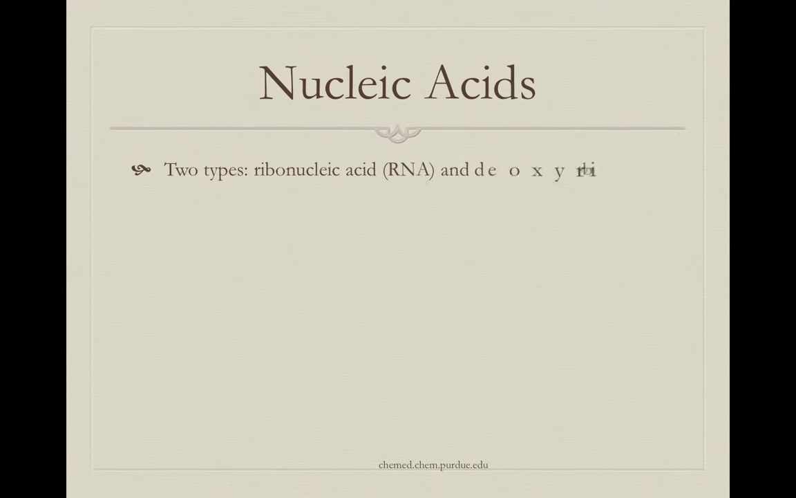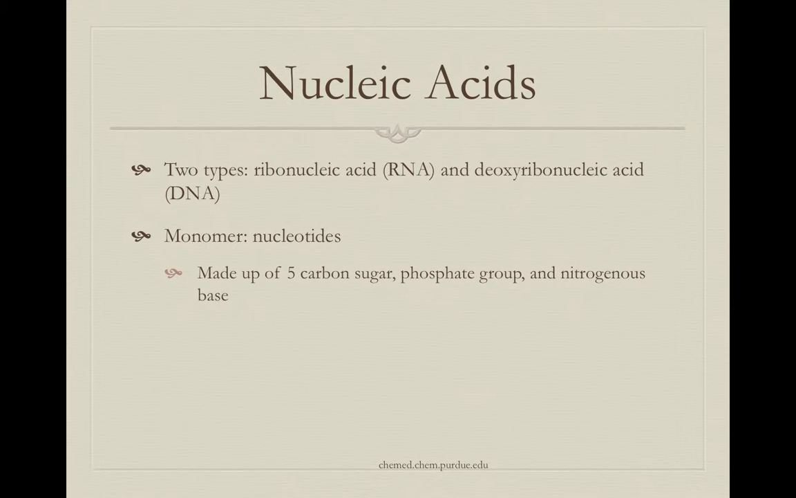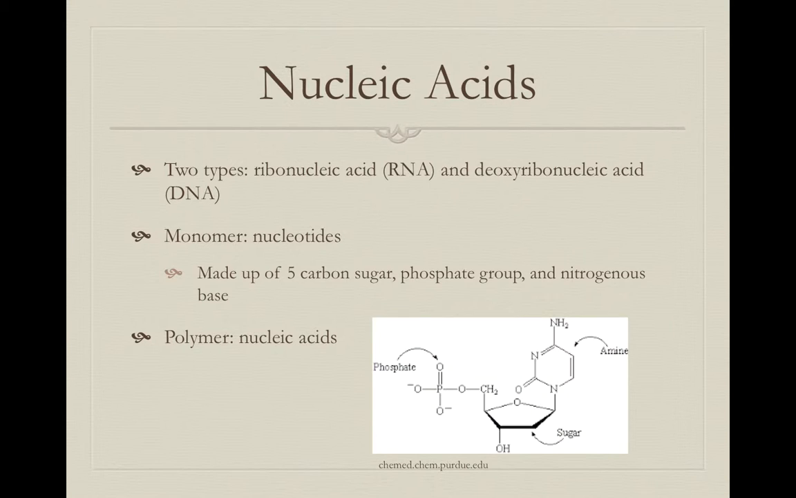Nucleic acids. There are 2 types of nucleic acids, ribonucleic acid, RNA, and deoxyribonucleic acid, DNA. The monomer of nucleic acid is a nucleotide, which is made up of a 5-carbon sugar, a phosphate group, and a nitrogenous base. And the nitrogenous bases are adenine, guanine, thymine, and cytosine. Now, a polymer is, of course, the nucleic acids, which is just the nucleotides.